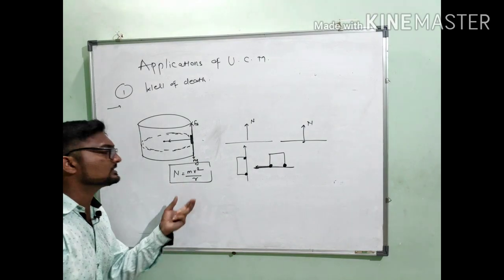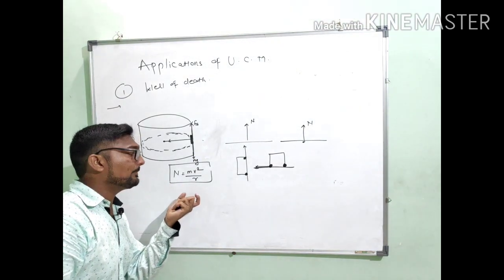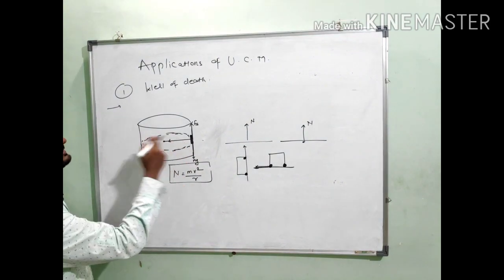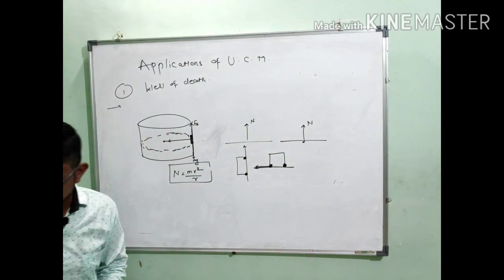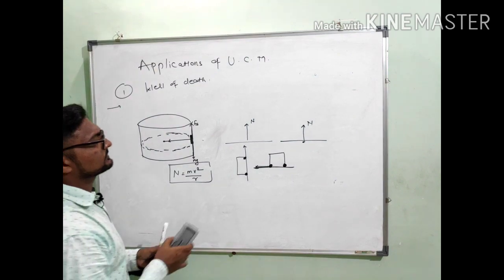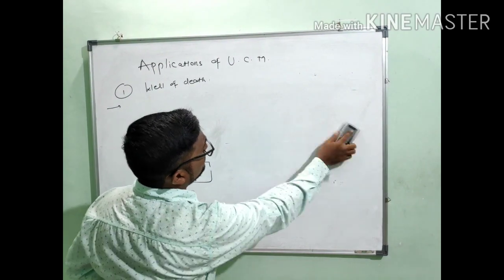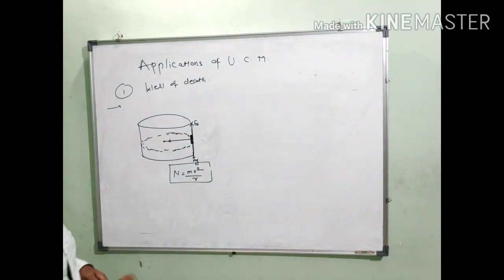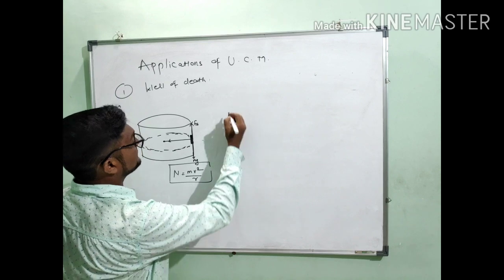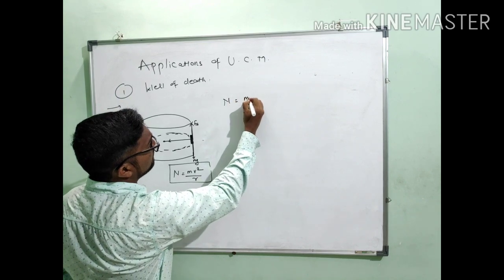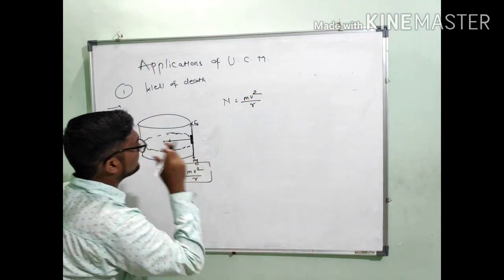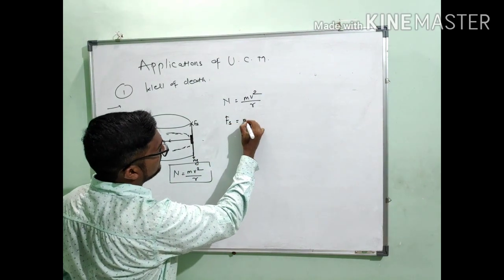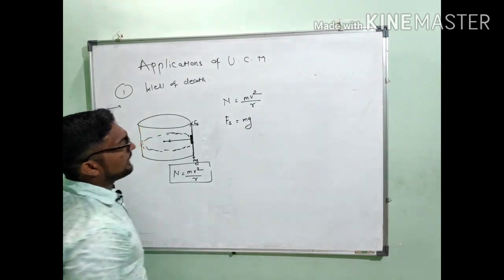The normal reactive force is providing the centripetal force required to circulate in this well of death. So let us calculate all these forces so that we can derive the velocity or speed of this car. So let's see. N is equal to mv square upon r. Now Fs, the frictional force, is equal to mg.